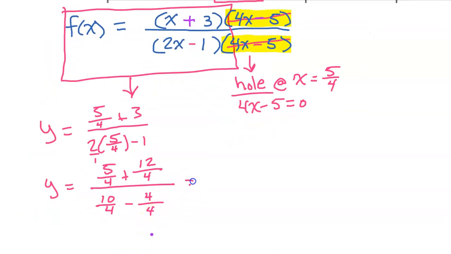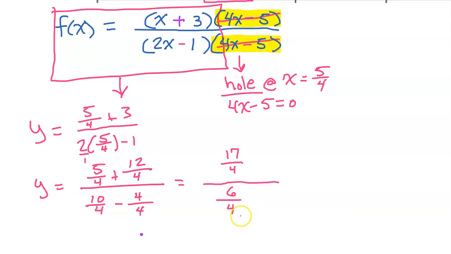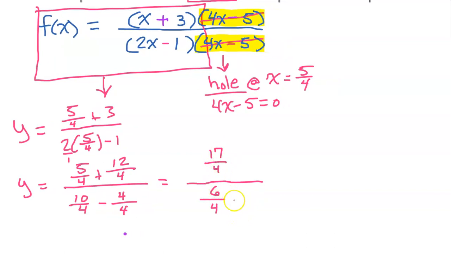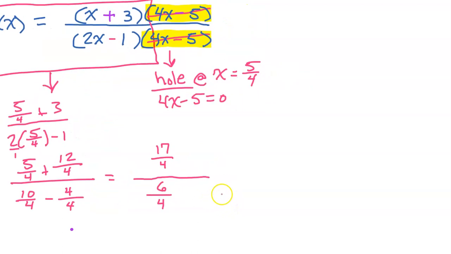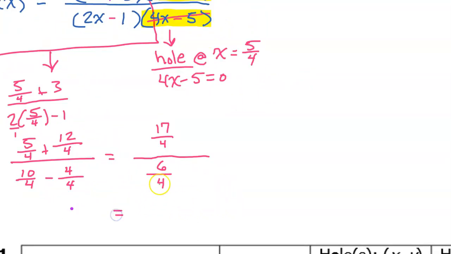Okay, so what happens? That's going to give me 17 over 4, and this is going to give me 6 over 4. All right, but when you divide with fractions, you multiply by the reciprocal. So I'm going to squeeze this in down here. This is going to be the same thing as 17 over 4 times 4 over 6. Notice that these 4's cancel out, and I'm left with 17 over 6.